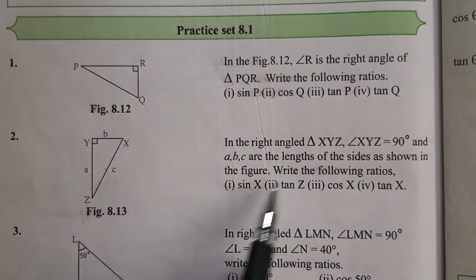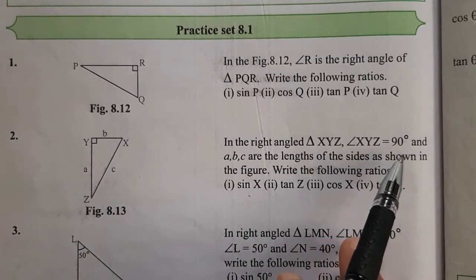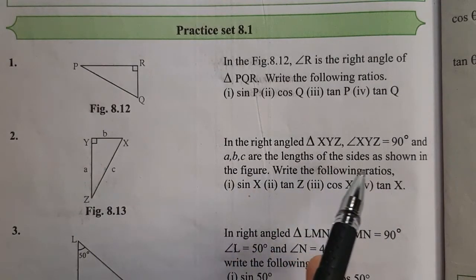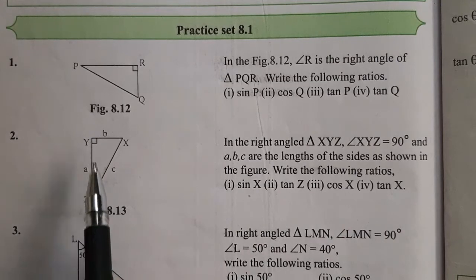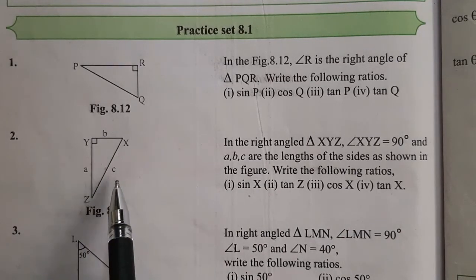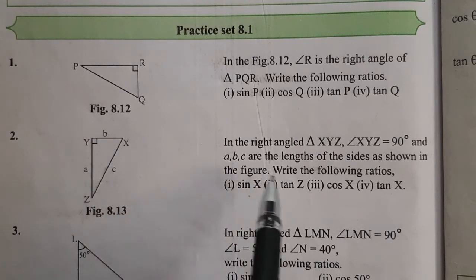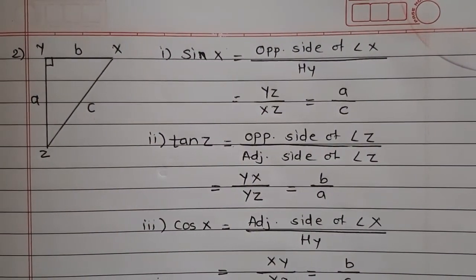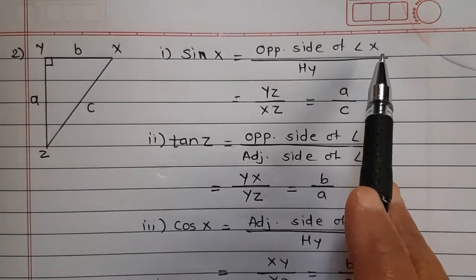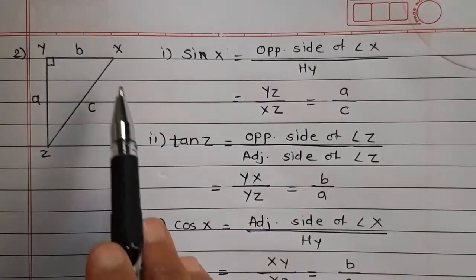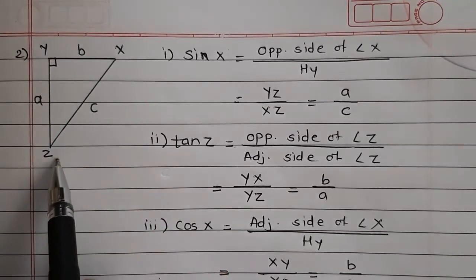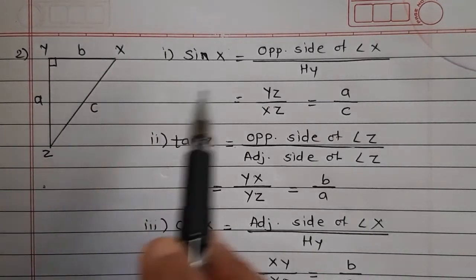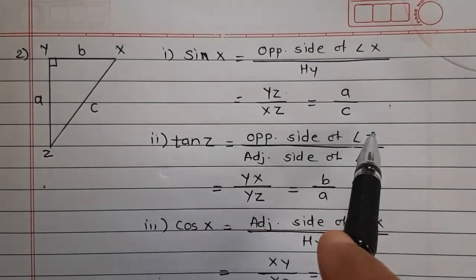In the right angle triangle XYZ, angle XYZ equals 90 degrees, and a, b, c are the lengths of the sides as shown in the figure. See here, YZ is given as a, ZX is given as c, and YX as b. Write the following ratios: sin X, tan Z, cos X, tan X. See the solution. Now here sin X is nothing but the opposite side of angle X upon hypotenuse. Which side is opposite to angle X? That is YZ upon hypotenuse XZ. So here YZ upon XZ equals a upon c.